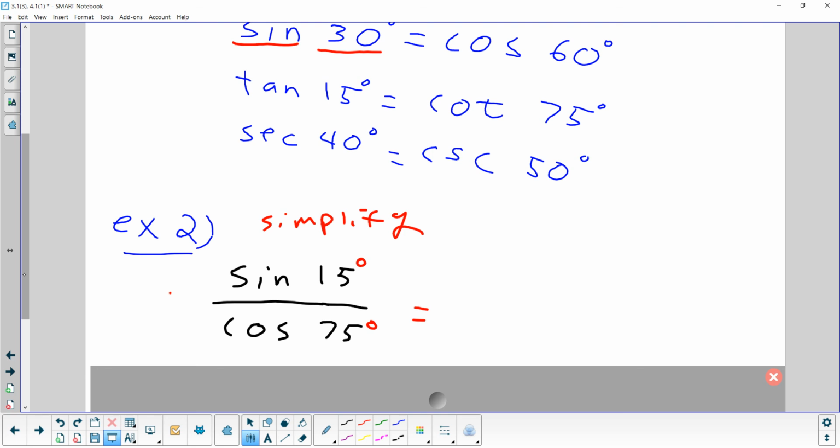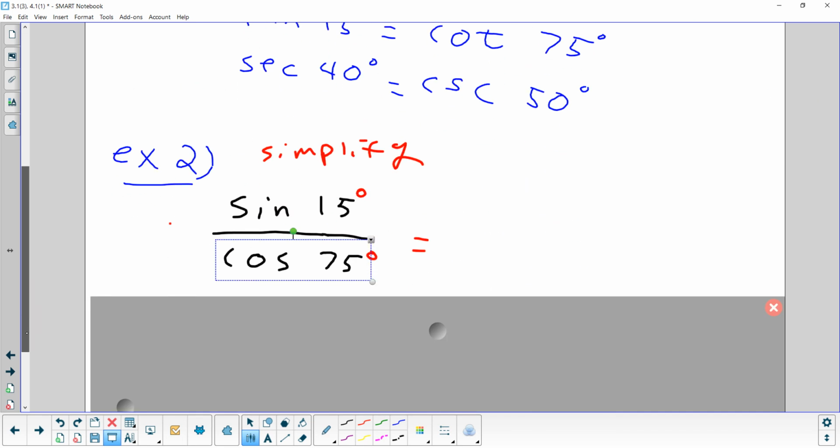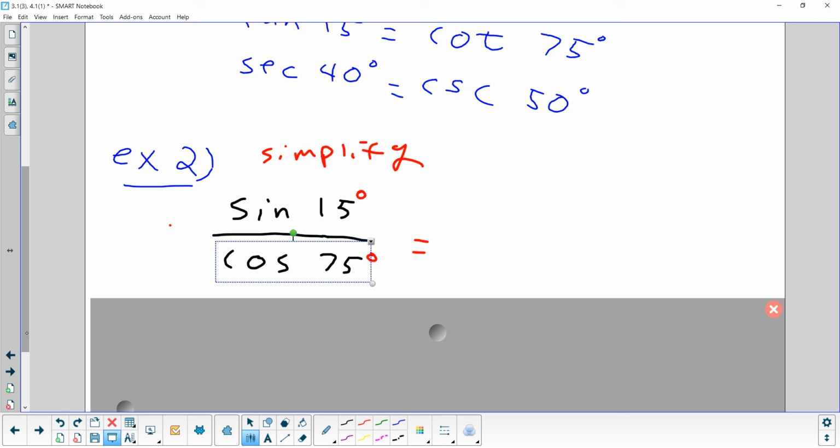Anyone think they know what this comes out to? Yep. 1 over 1, so just 1. It comes out to 1. Sine and cosine are cofunctions. 15 and 75 are complementary. I'm dividing cofunctions of complementary angles. They are equal. So I don't know what the top is and I don't know what the bottom is, but I know I'm dividing 2 things that are the same. And I do know when you divide 2 things that are the same, the answer is always 1. Now they could change it, like if they put a negative in like that, now the answer would be -1. But, I mean, there's not really much variation on this kind of thing.